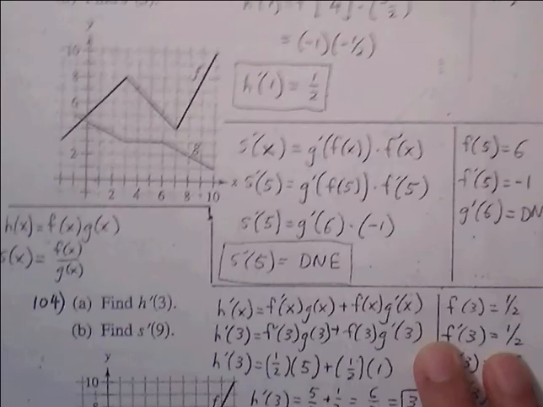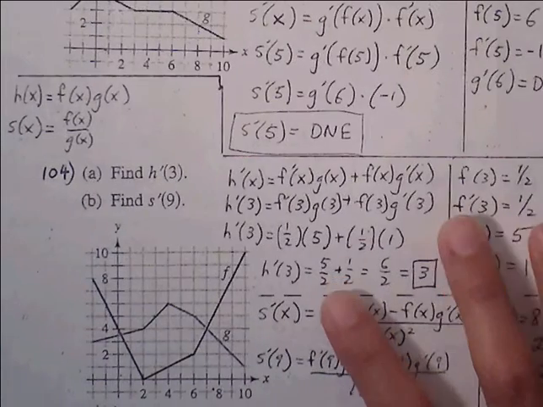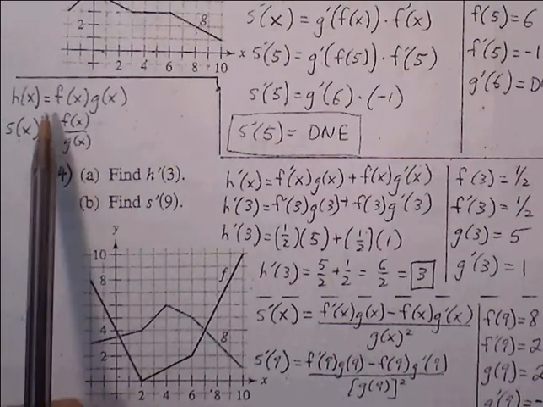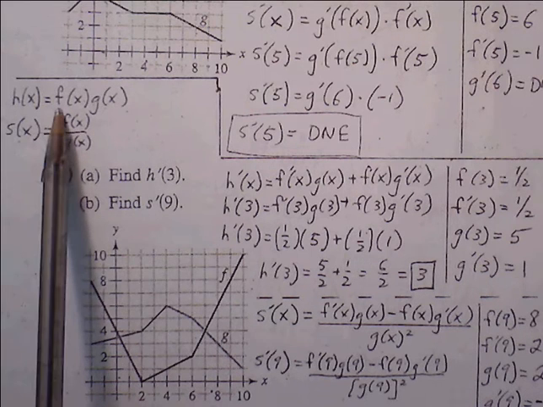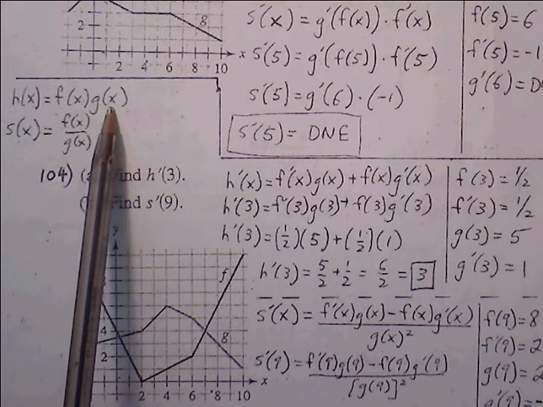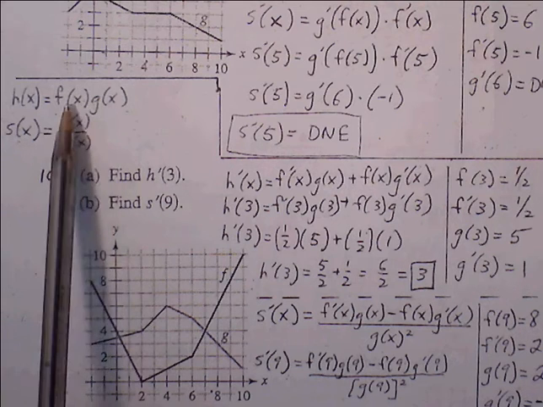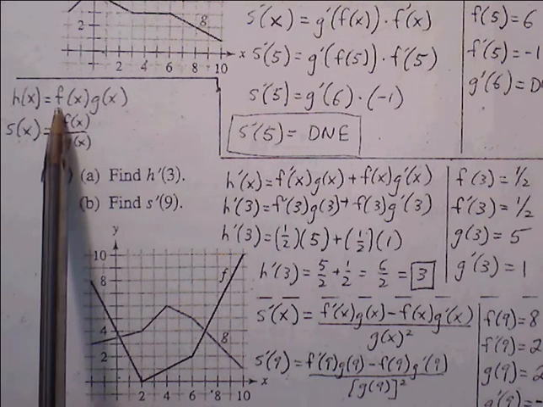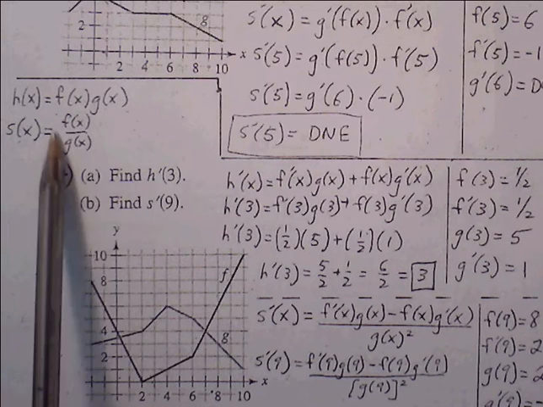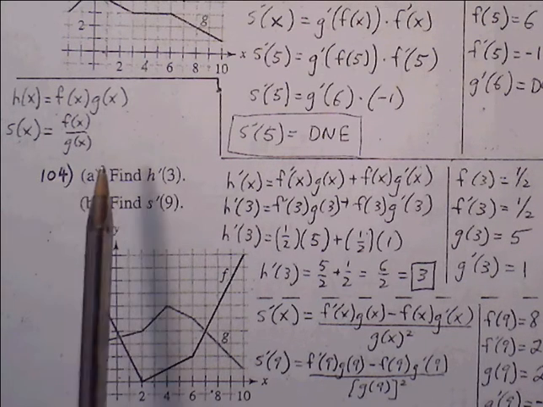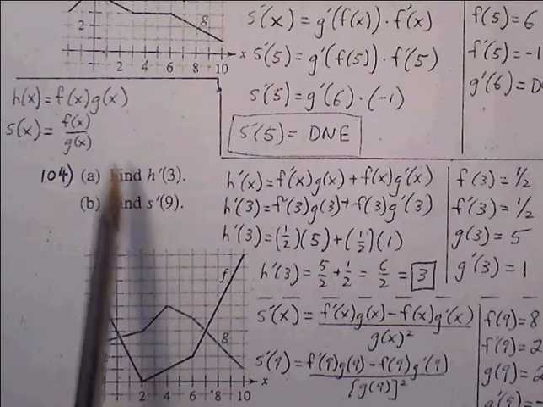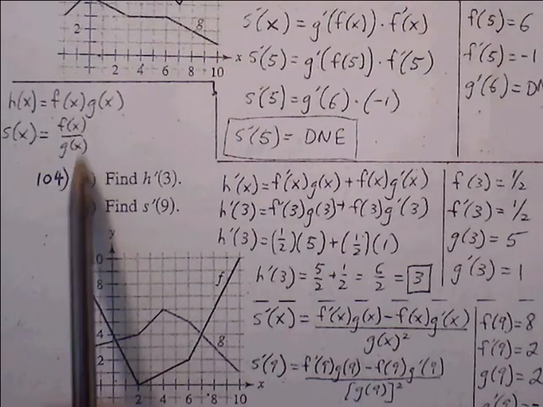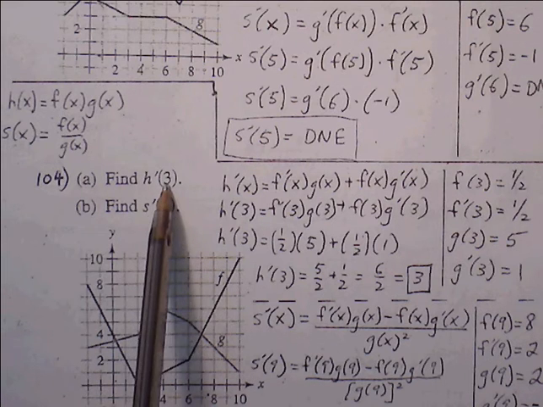Now for 104, I adjusted the problem here where I want us to practice using product rule and chain rule. So I've defined h of x to be f of x times g of x, and s of x to be f of x divided by g of x. Okay, so I made a slight change for problem 104. All right, for 104, we want to find h prime of 3.